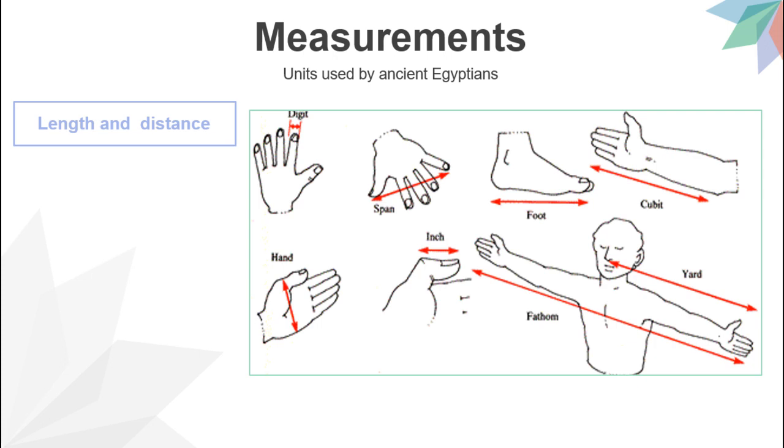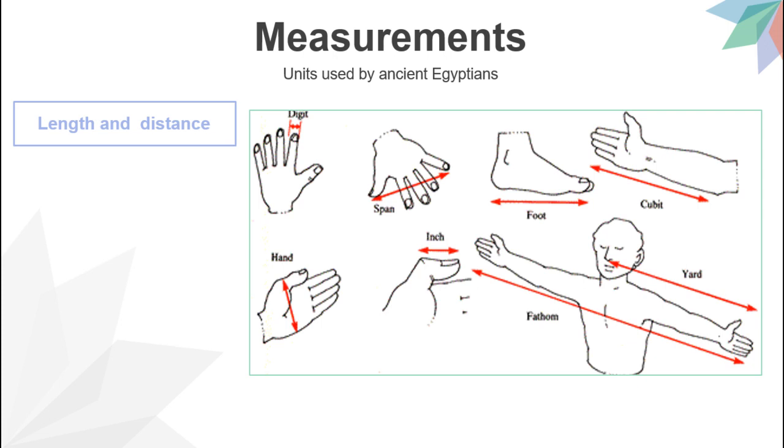Now, another unit of measurement the ancient Egyptians used was the cubit. As shown in the picture, the cubit is from the tip of your finger to your elbow. Then 1 cubit was the distance from a man's elbow to the tip of the middle finger. Not the pinky, but the middle finger. The word cubit comes from the Latin word cubitum, meaning elbow.